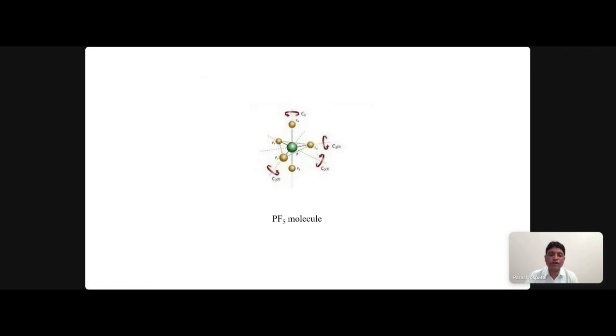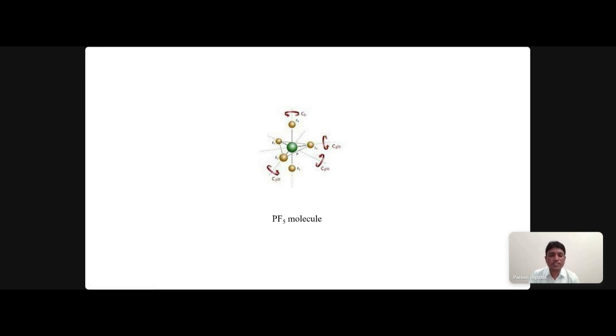In case of PF5 molecule, this one is the main principal axis, and the shape of the PF5 molecule is trigonal bipyramid. So in this case, this plane is perpendicular to the main principal axis. This is an example of a horizontal plane of symmetry.